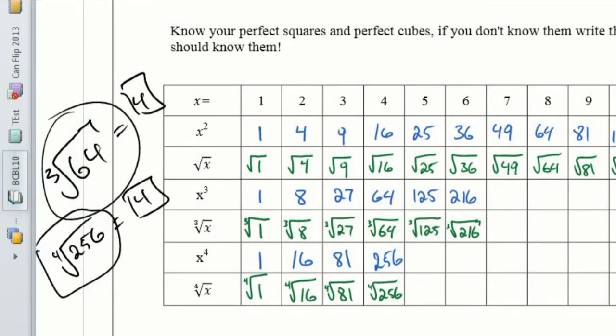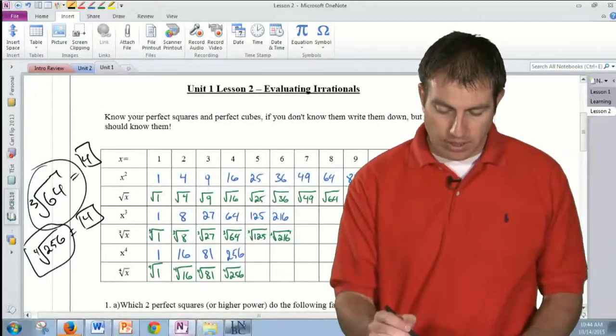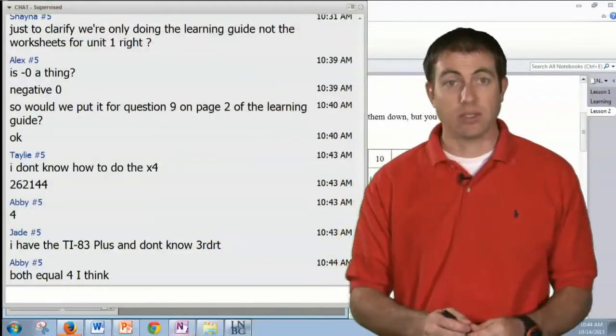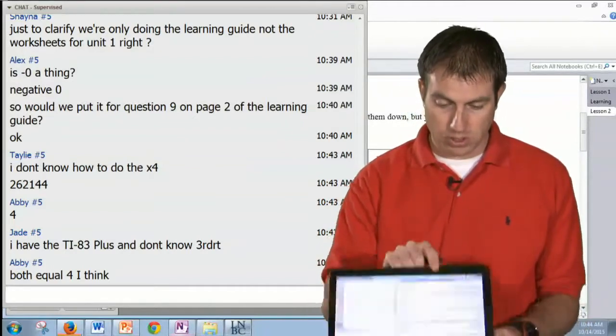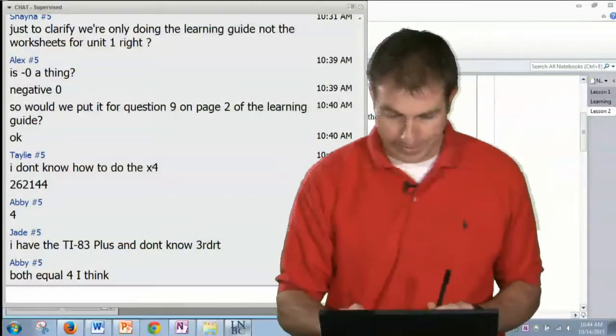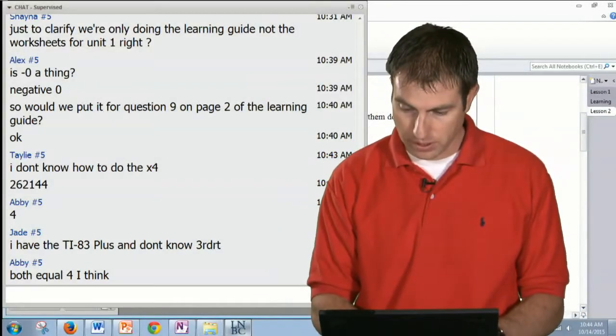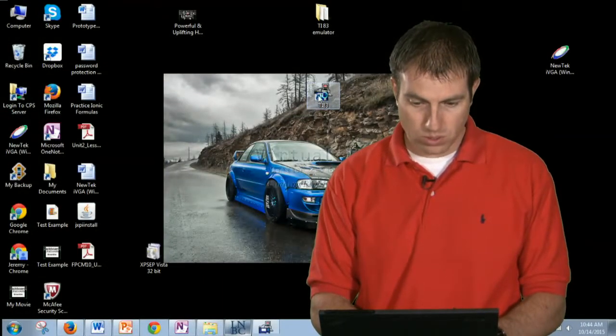Jade, I'll get to yours in a second because I have my TI-83 on this computer. If you're having an issue, just throw up a little red X next to your name in chat, and then we can take a second to make sure everybody's comfortable with their calculators. So first one is Jade. I'm going to flip my screen around here and see if I can find my TI-83. I don't know if this is going to work.